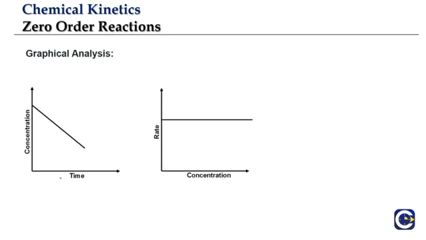Now if you look at the graphical analysis of zero order reaction, especially in competitive examinations, we do get questions based upon the graphical analysis. So broadly we are having two graphs that we'll analyze here. One is how the concentration is going to change with respect to time, and second is the rate, how it is going to change with respect to concentration.